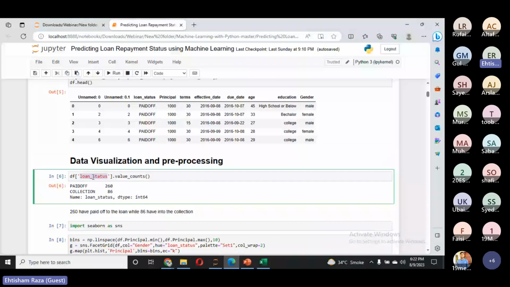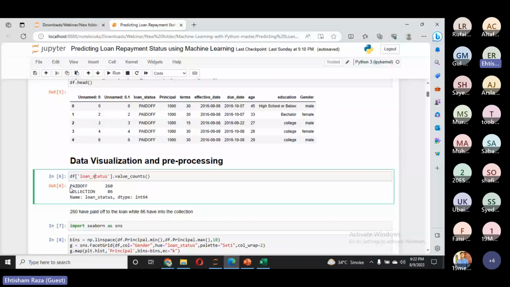Most of the people have paid back, but 86 people have not paid back yet. So my data is not normally distributed. My data is imbalanced. We're going to see how we can handle this kind of data, because if you have an imbalanced data set, your algorithm learns from the imbalanced data and can also make imbalanced predictions. So we're going to see how we can conquer this issue.